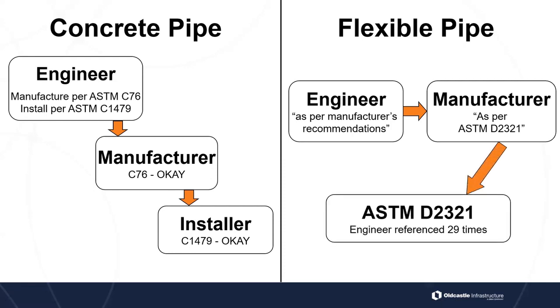It comes back when we look at ASTM D2321. ASTM D2321 references the engineer and their responsibility on what they need to include in the plans and the specifications to ensure that this is built correctly. It references their responsibility 29 times. So it goes right back to the engineer. And so as the engineer says, as per manufacturer's recommendations, it comes right back to them on what their responsibilities are because of this ASTM D2321 spec.